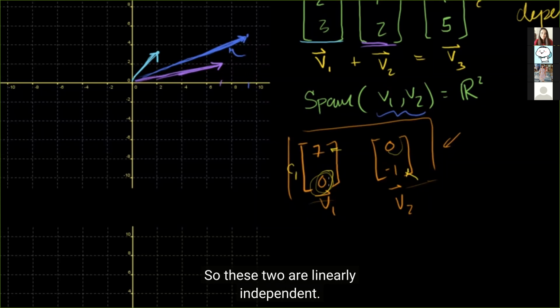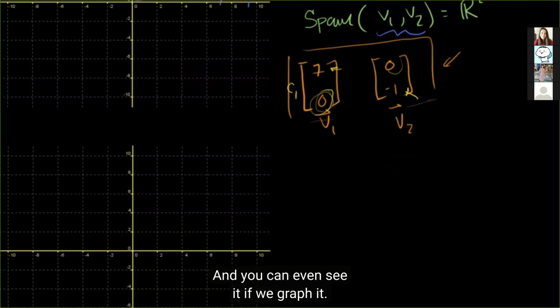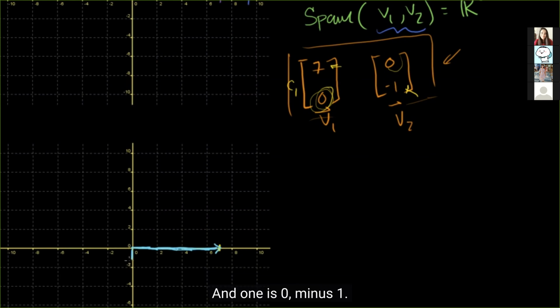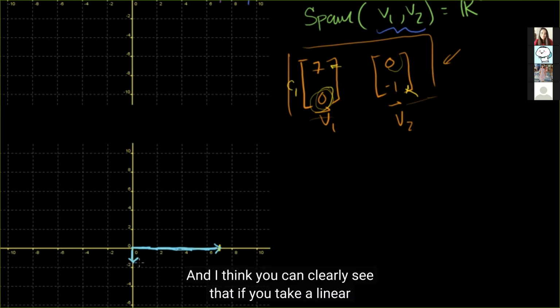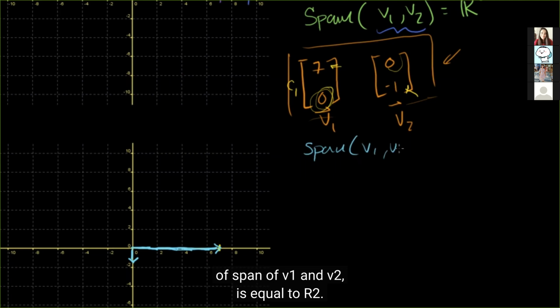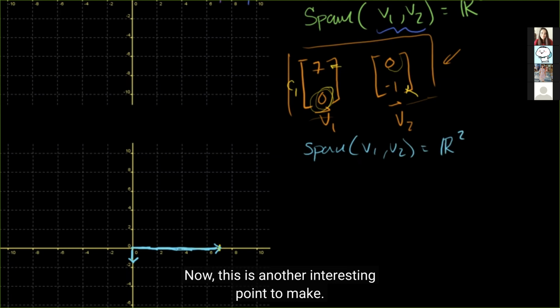And you can even see it if we graph it. One is 7, 0, which is like that, and one is 0, minus 1. And I think you can clearly see that if you take a linear combination of any of these two, you can represent anything in R2. So the span of these, just to get used to our notion of span of V1 and V2, is equal to R2.